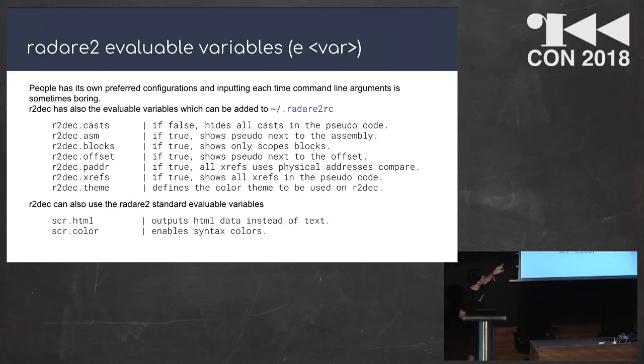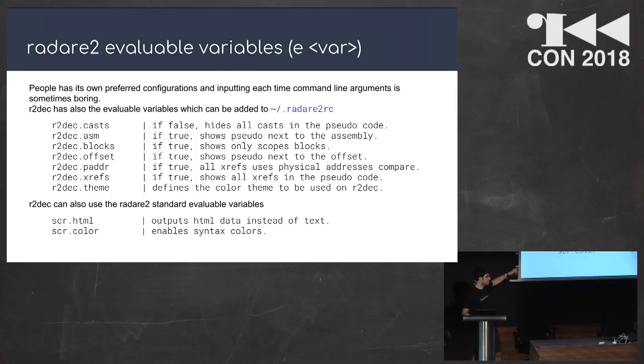You can also use what is called in R2 evaluable variables. So if you do e space and something, you will get all the configuration. With r2dec, you also get the r2dec ones, which means that you can script them into your r2rc file. It will automatically load during the session. So if you do just pdd and you have enabled, I don't know, the assembly one, you will just see assembly next to the pseudocode. So it's quite useful.